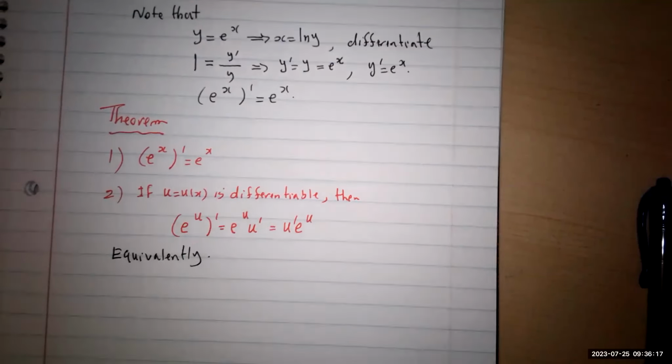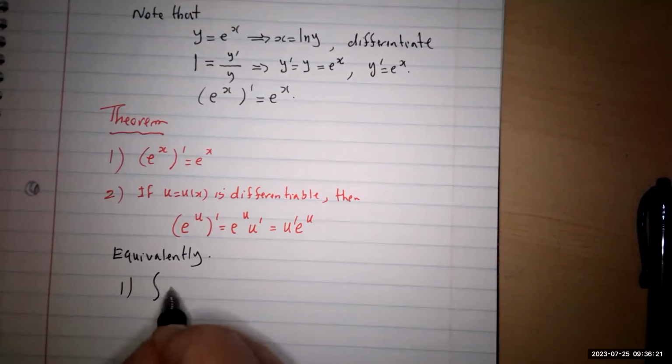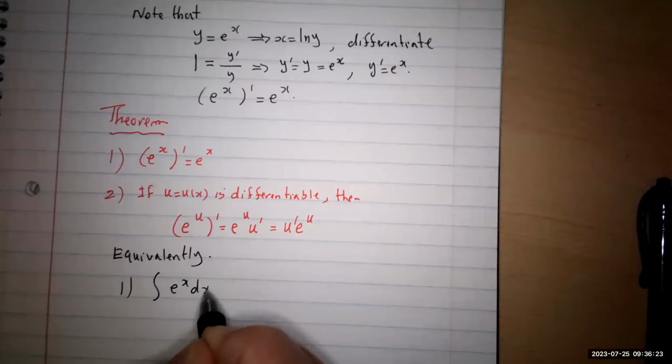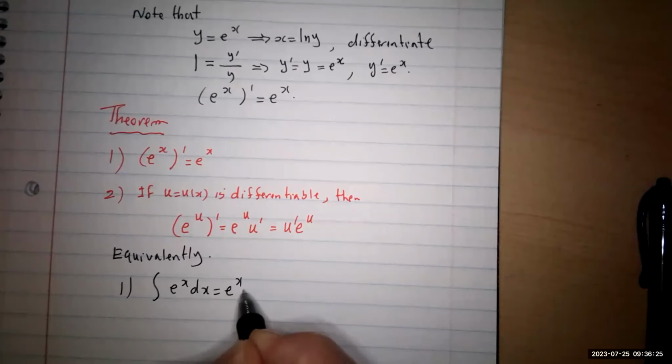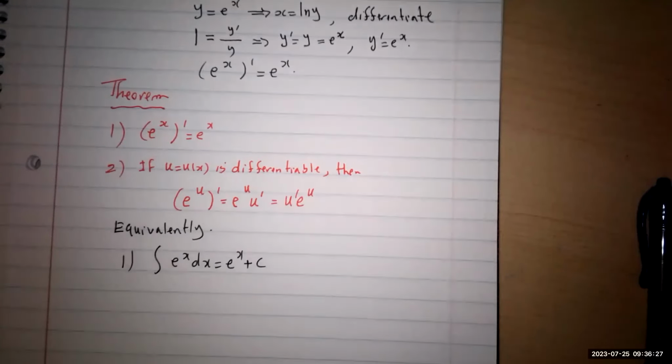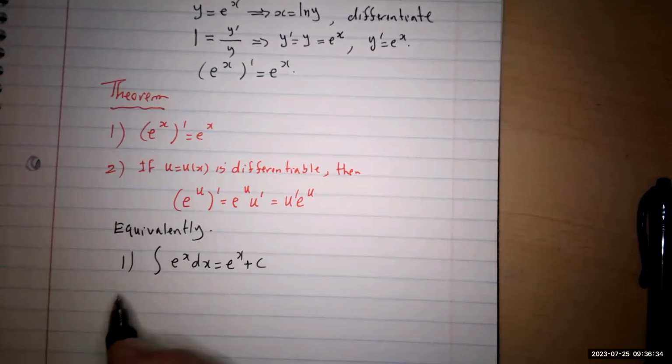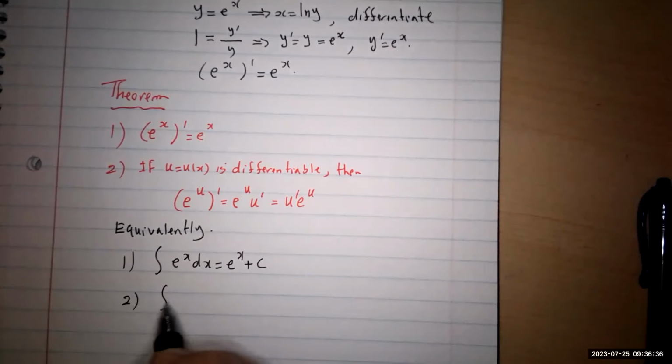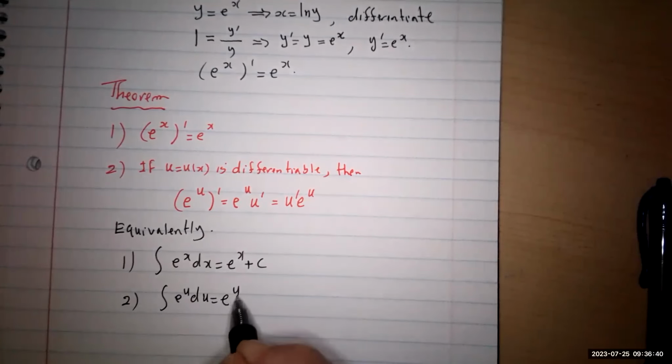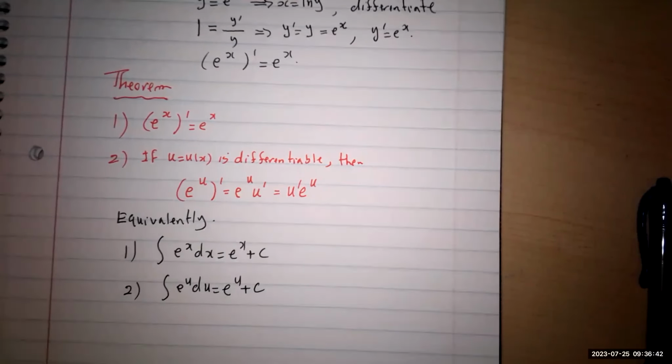Equivalently, integration. For the integration, the first part would be the integral of e to the x dx, just e to the x plus c. The exponential function stays the same all the time. And if u is a function, e to the u du is going to be e to the u plus c, and then you're done.